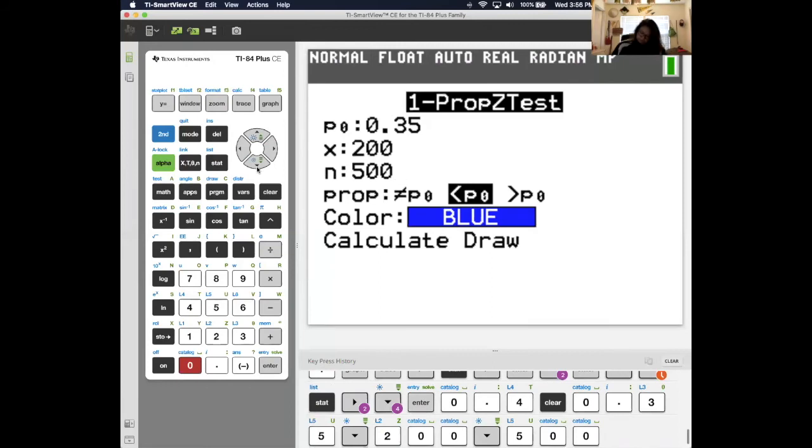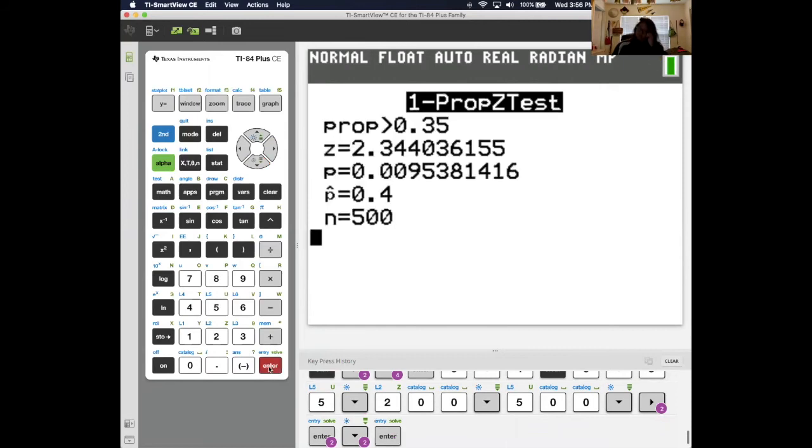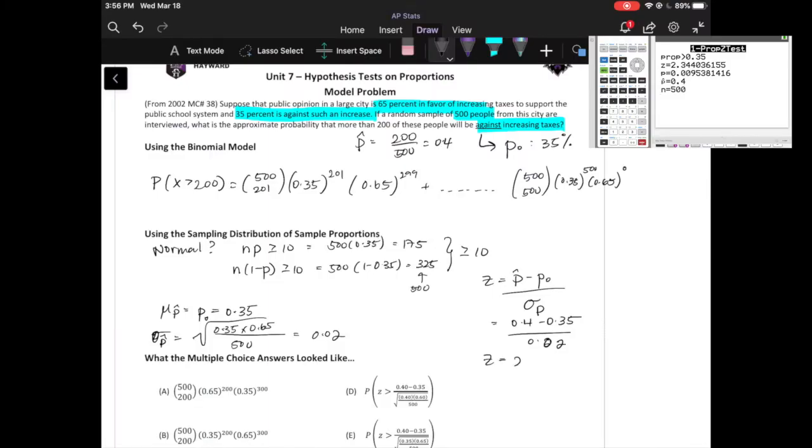The problem says, what is the approximate probability that more than 200 of these people will be against increasing taxes? So we want it to be more than p naught. Throw this into your calculator, and you get z equals 2.34 with p equals 0.009. You're going to go ahead and draw out your curve. So at the center is our p naught, and we're going to shade to the right.